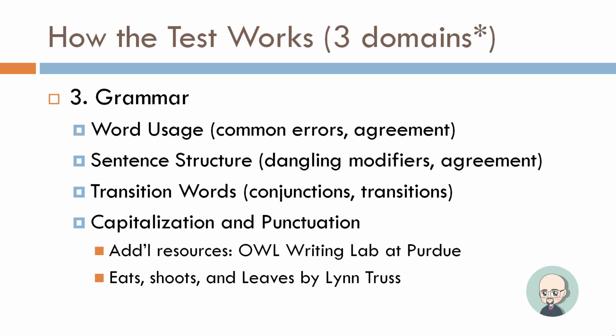Some additional resources I'd recommend are the OWL Writing Lab at Purdue. That's available online. You can Google that, or I'll list the link below. And I'd really recommend reading a book called Eats, Shoots and Leaves by Lynne Truss, which is an excellent book on grammar.